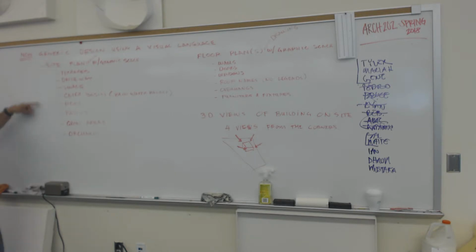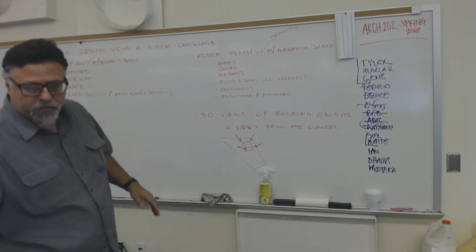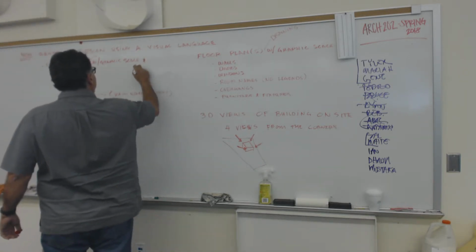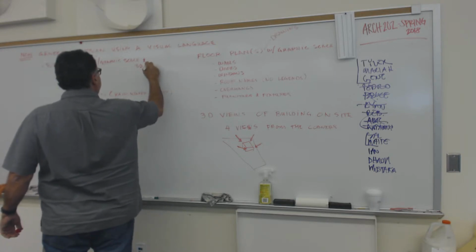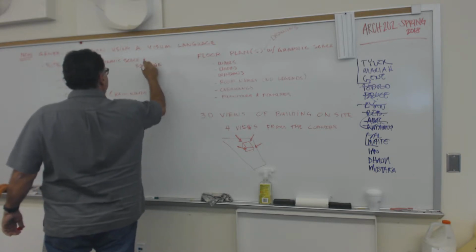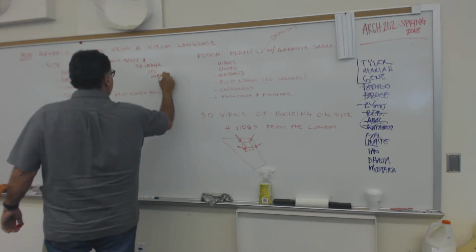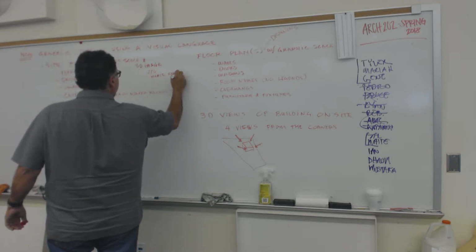So this is the site plan drawing, right? So I want the site plan drawing, and I want a 3D image of that. I forgot to put that up there. So the site plan drawing with graphic scale and 3D image. And that's in JPEG format, horizontal frame. Okay?